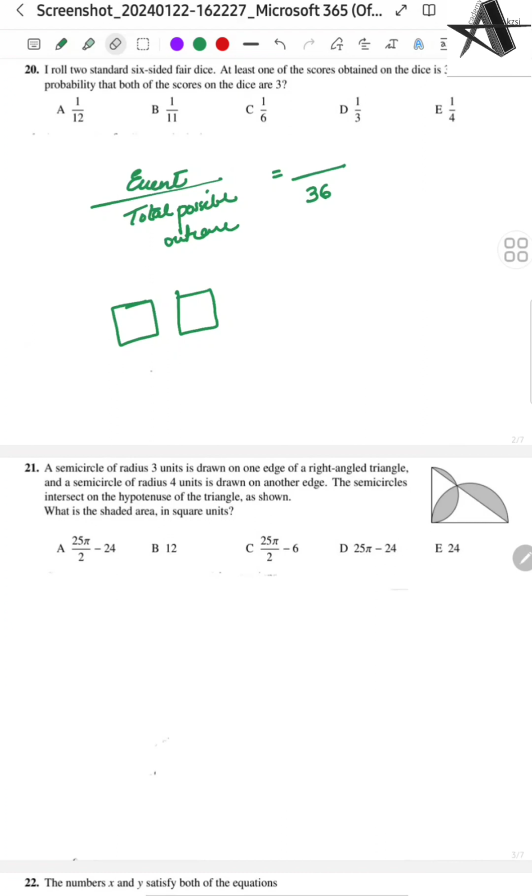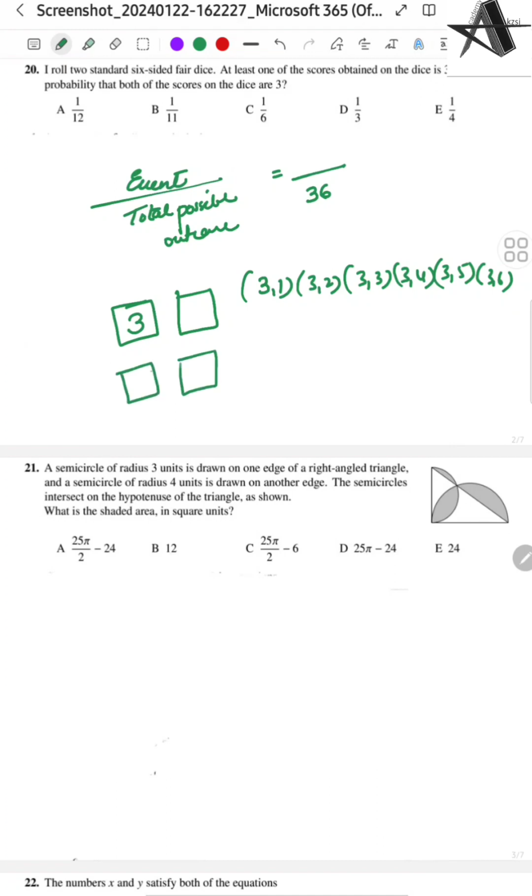What is the probability that both of the scores are 3? Suppose there is 3 on one dice, then the possible outcomes will be 3 and 1 on the other dice, 2, 3, 4, 5 and 6. These are the possible outcomes where there will be 3 on one dice.